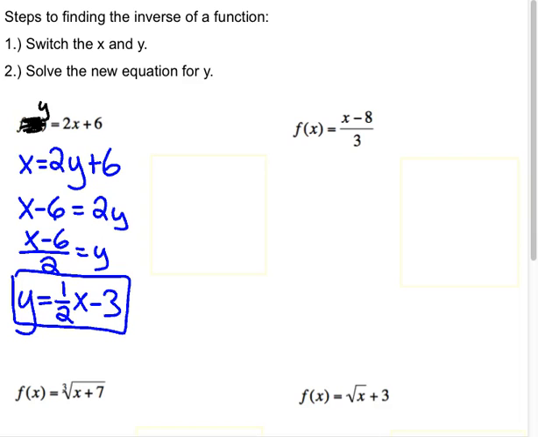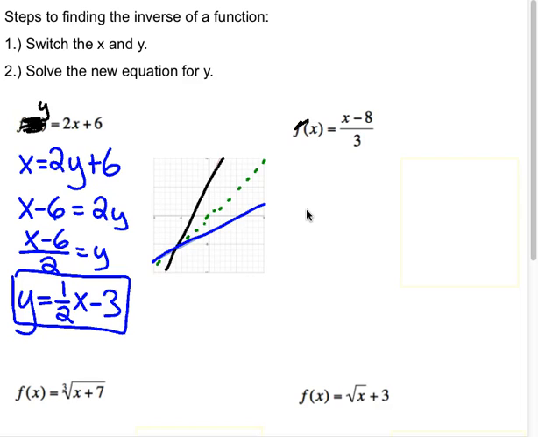Now, again, just to emphasize that graphical piece, I want to show you what the two lines look like. This is my original line right here. This is the inverse. And again, I just want you to notice that relationship. It is an exact reflection over the line y equals x.